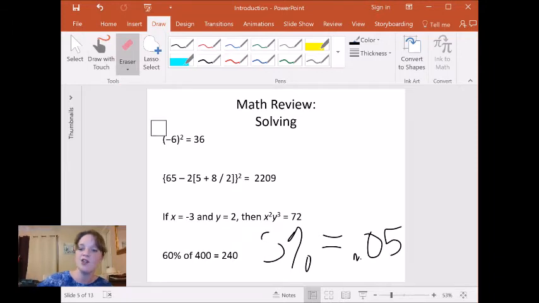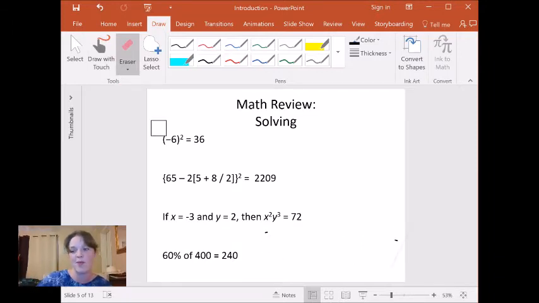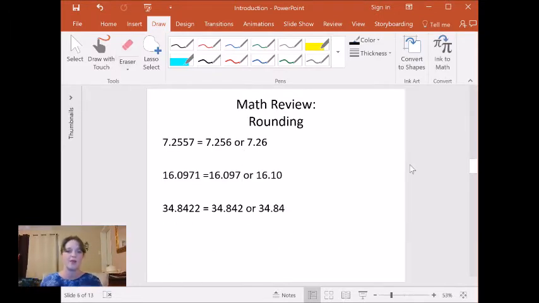Now again, I assume you have this background mathematical knowledge. I'm just trying to dust off your brains, right? All right. So next one. You need to know rounding rules, what it means to round. You round up sometimes, you round down sometimes, and what does that mean, right? Rounding never, ever, ever means you just chop off the last few numbers. There are rules to rounding, right?